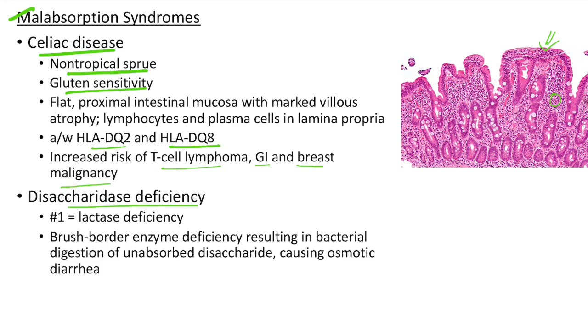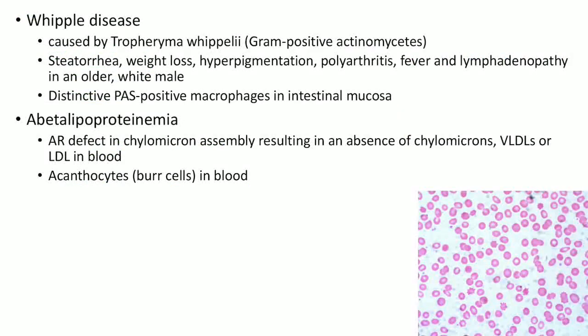Now let us see about disaccharidase deficiency. The most common cause of disaccharidase deficiency is lactase deficiency. Lactase deficiency is basically a brush border enzyme deficiency resulting in bacterial digestion of unabsorbed disaccharide leading to osmotic diarrhea. Now let us see about Whipple disease. It is caused by Tropheryma whipplei, which is a gram-positive actinomycetes.